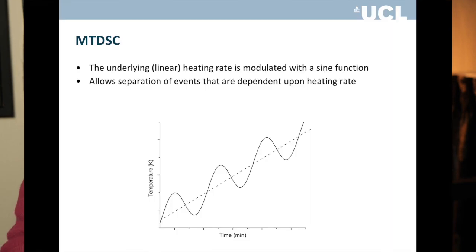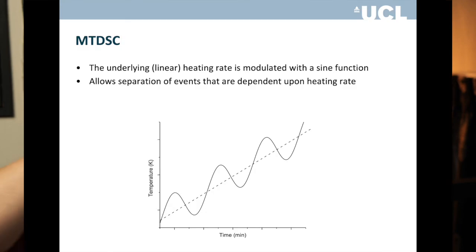If we have a workshop later in the term, I'm happy to talk through it at the workshop, or you can read around it and ask me some questions. But just for now, you just have to accept that this is what happens. So in a normal DSC, the heating rate that the instrument is applying to your sample is linear. So 10 degrees per minute, 20 degrees a minute, whatever it is, it's a constant heating rate.